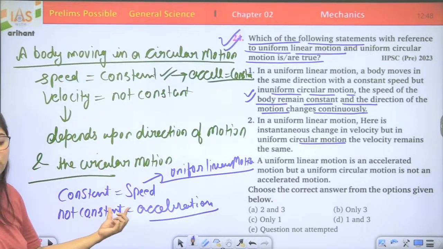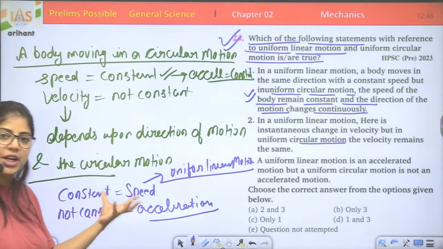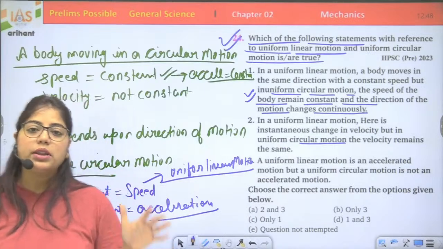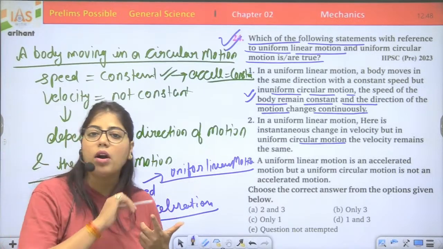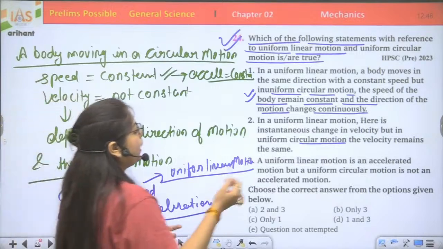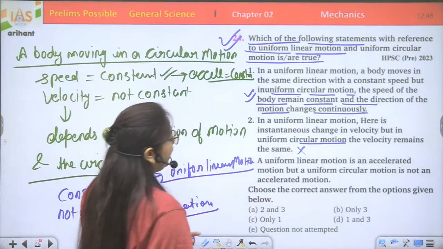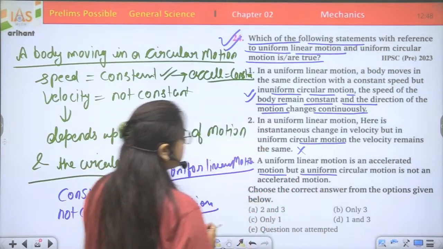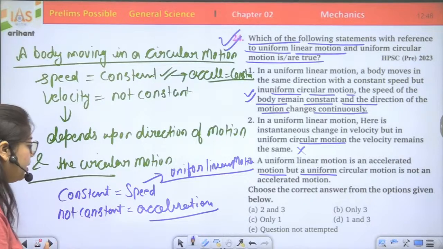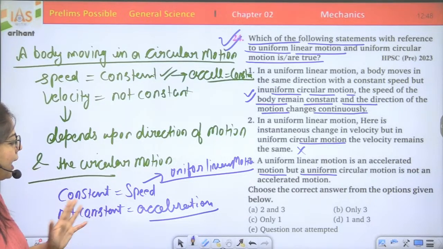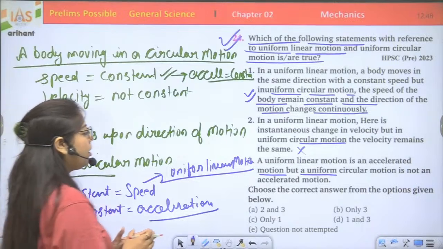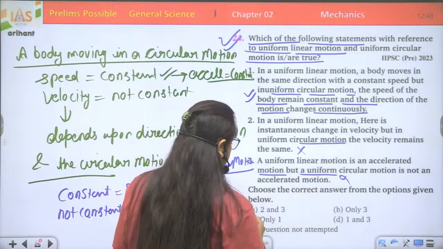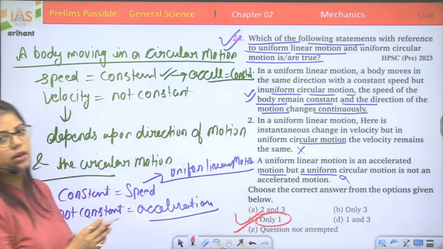In a uniform circular motion, the direction of motion changes continuously, but in the uniform linear motion, the direction is fixed. It is not continuously changed. So the second point is wrong. And the third statement says a uniform linear motion is an accelerated motion, but a uniform circular motion is not an accelerated motion. Both lines are contradicted. Only the first is the right answer. Option number C will be the right answer.